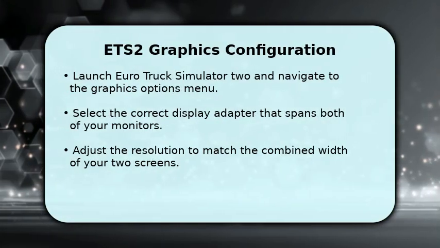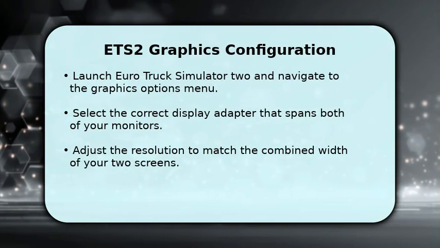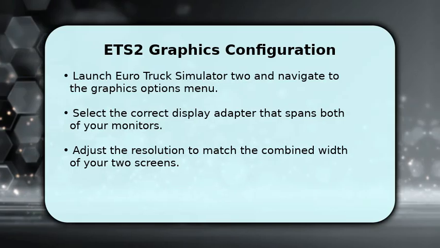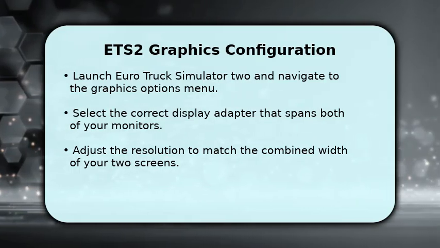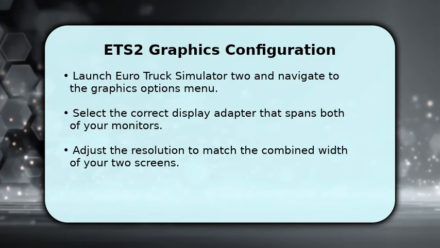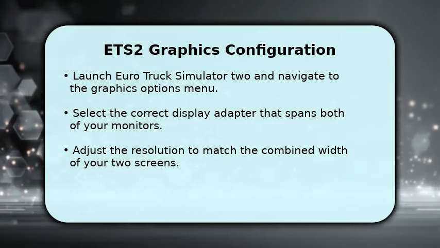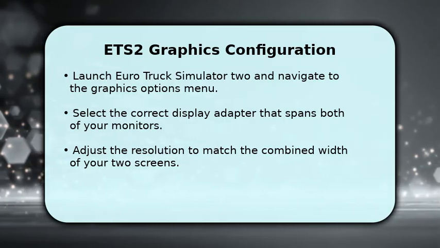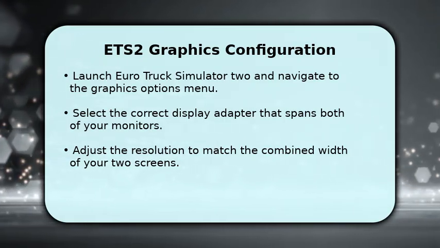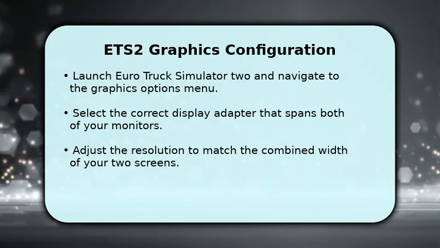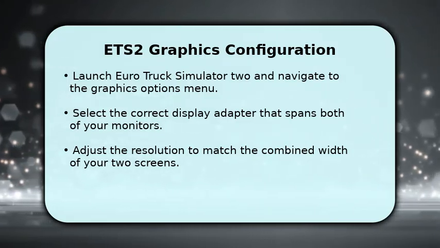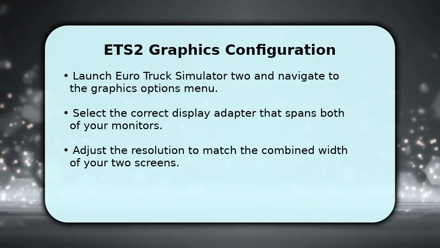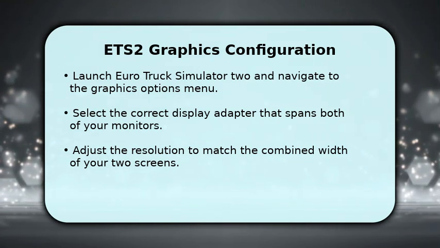Now, let's dive into the game settings. Launch Euro Truck Simulator 2 and head straight to the Graphics Options menu. Here, you'll need to select the display adapter that encompasses both of your monitors. Crucially, adjust the resolution to reflect the combined width of your two screens, while keeping the height consistent. For example, if you have two full high-definition monitors, your resolution might be 3840 by 1080 pixels. This stretches the game across both displays.